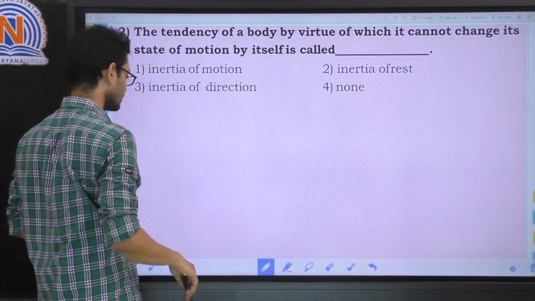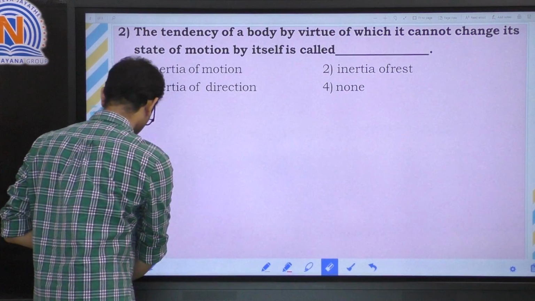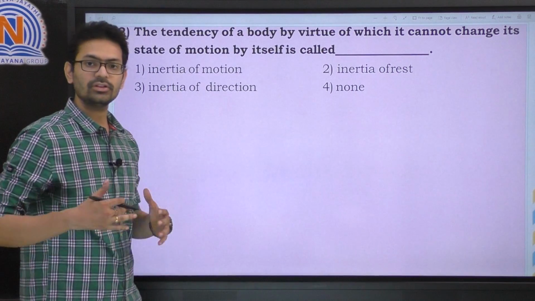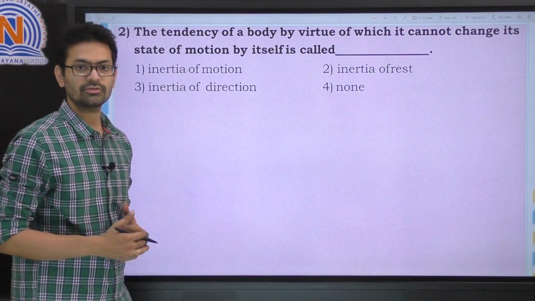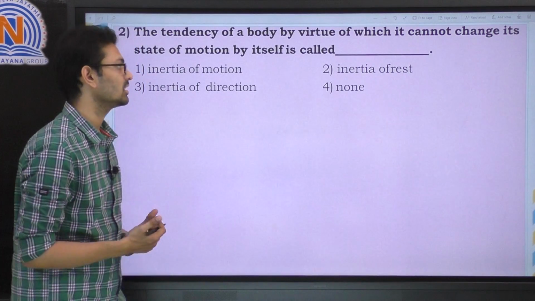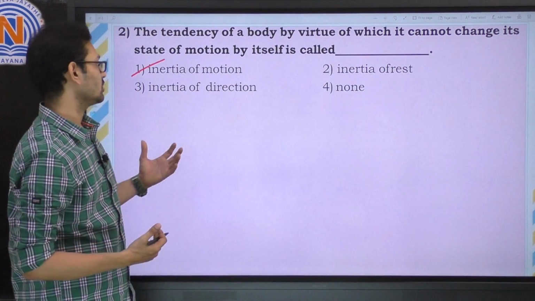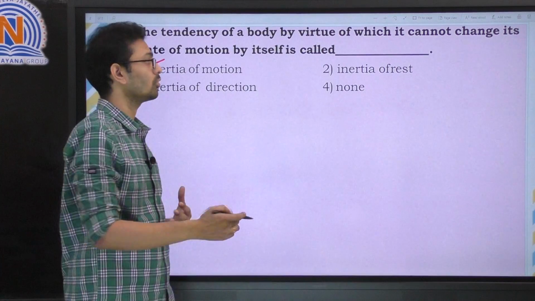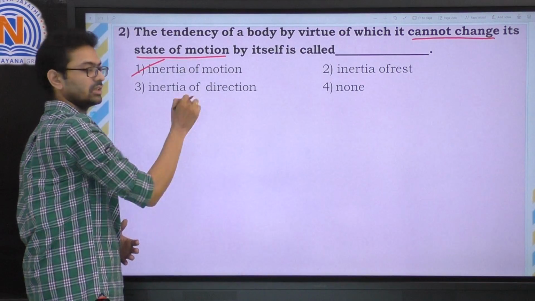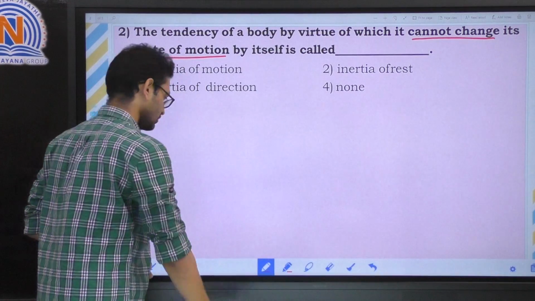Here the next question comes like this. The tendency of a body by virtue of which it cannot change its state of motion by itself is called. If it is not able to change its state of motion, then it is called inertia of motion. If it is not able to change its state of rest, it is called inertia of rest. If it cannot change its state of motion, it is inertia of motion. Now I hope this is helpful. Let us go into the next question.